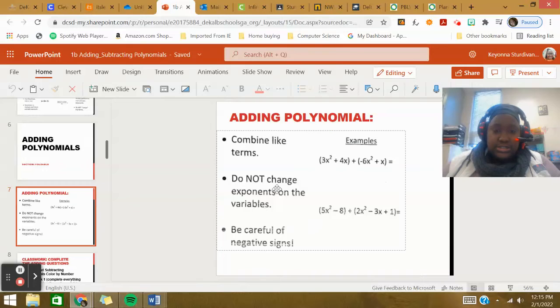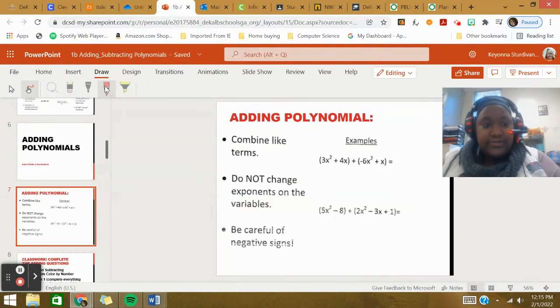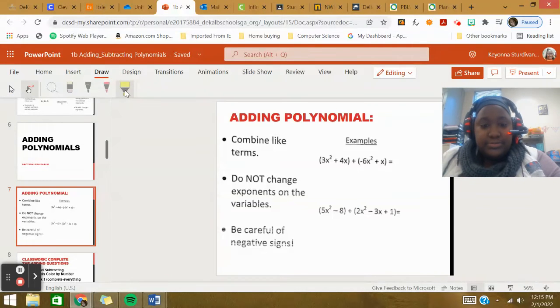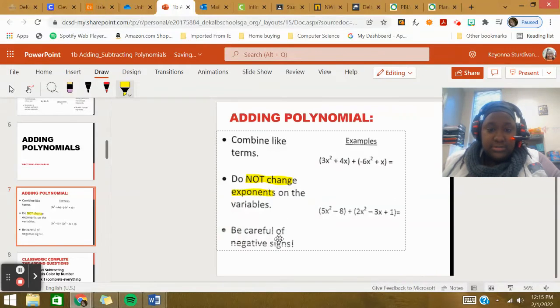So here's what the inside says. The rules are over here on the left-hand side. It says combine like terms. Remember to not change your exponents. I'm going to underline that word, or matter of fact, let's go ahead and highlight it. It says do not change the exponents or the variable, and then be careful of the negative signs. So I'm going to go ahead and complete these two examples.